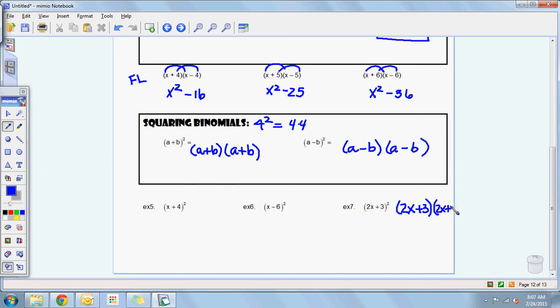oops, ran out of room. Way to go, Miss Sanford. All right, so this is not the special case. You don't have a plus and minus. You have to use Binomial Bob. Good thing we didn't totally get rid of him.